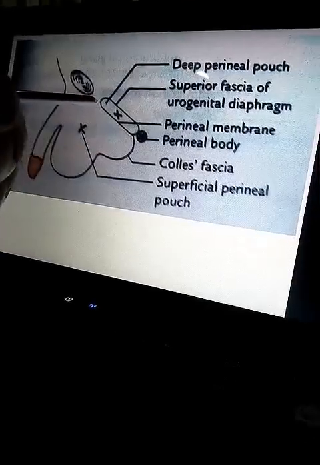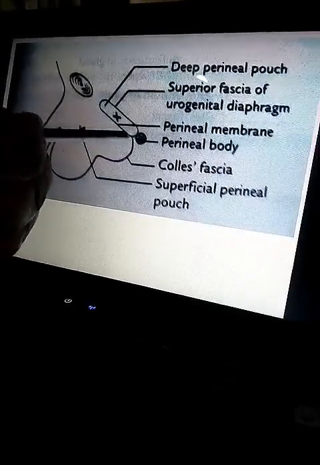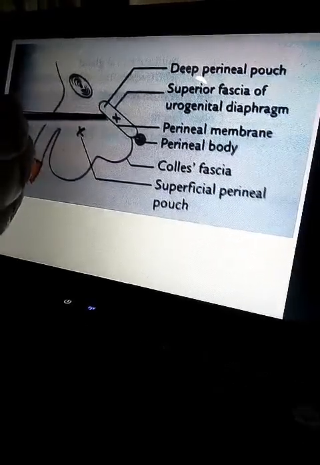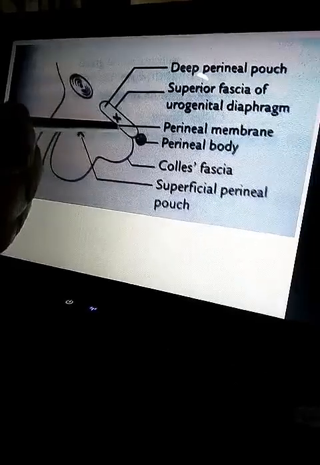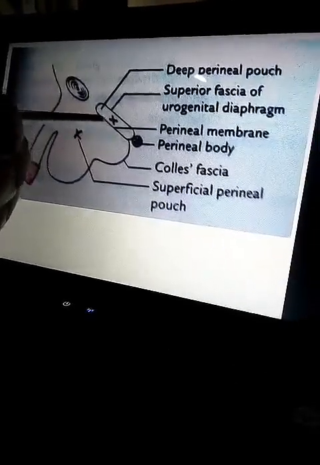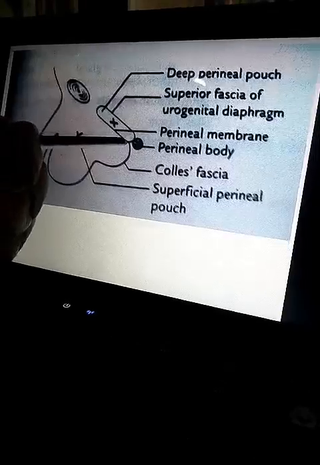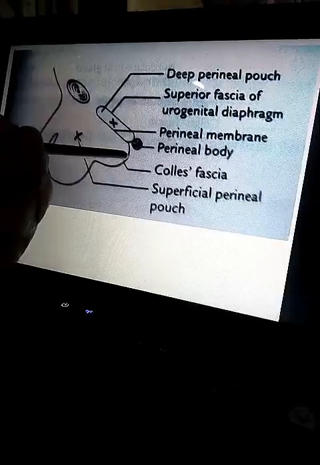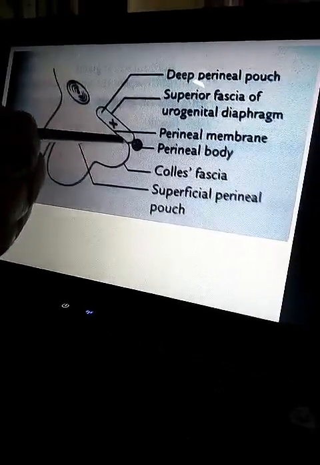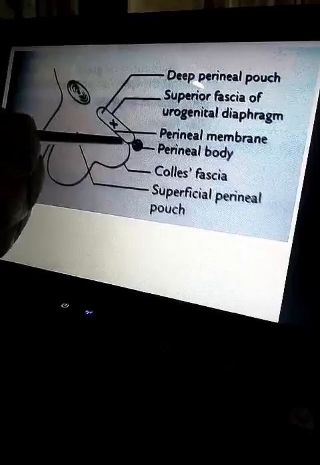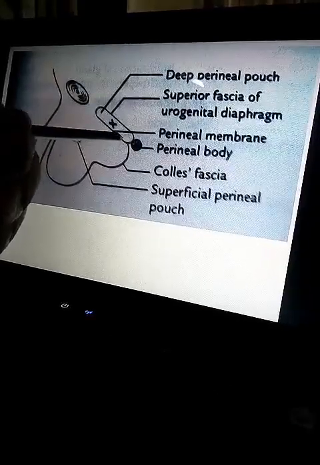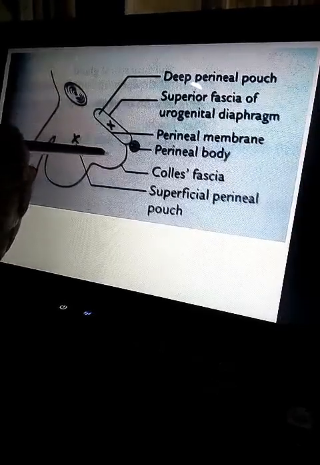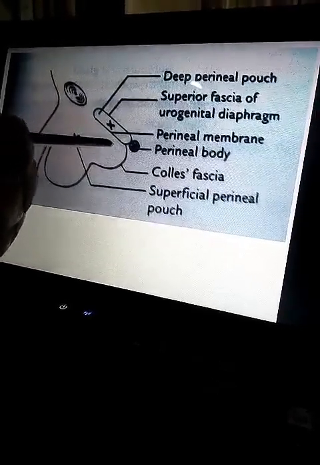perineal membrane. So this inferior fascia of the urogenital diaphragm or deep perineal pouch is also called the perineal membrane. So this Colles fascia, that is the fascia of the perineum, is joined with the perineal membrane or inferior fascia of the urogenital diaphragm. So it forms a pouch-like area that is known as the superficial perineal pouch.